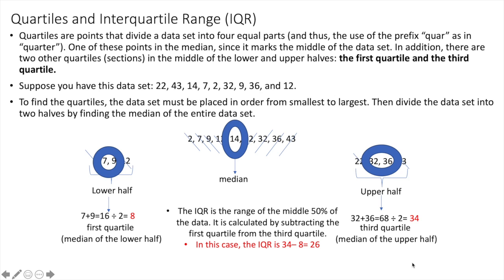Now, to find the interquartile range, which is just the range of the middle 50% of the data, I simply subtract the first quartile from the third quartile. So 34 minus 8 equals 26. So my interquartile range will be 26.